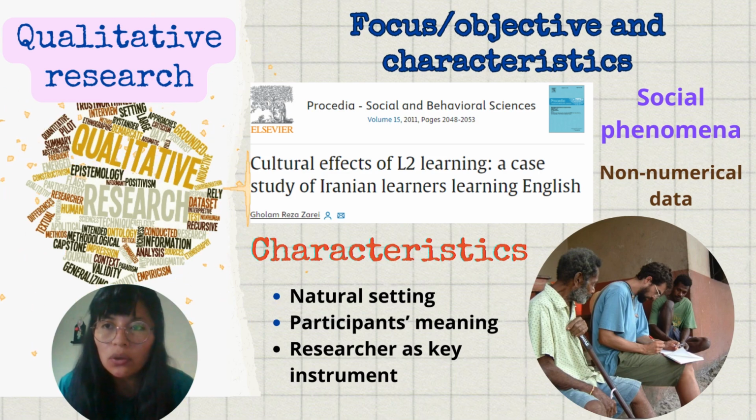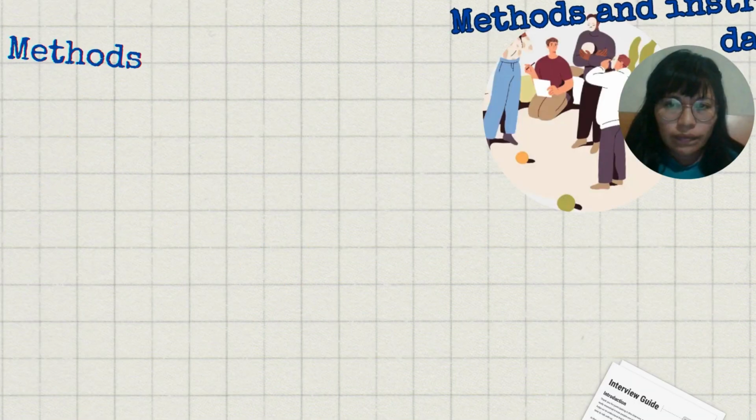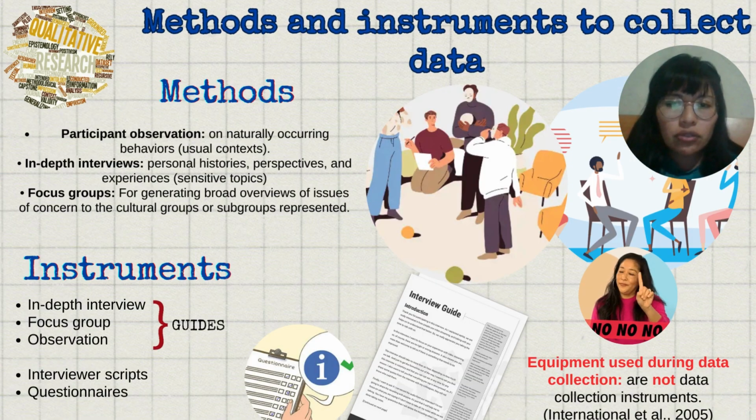As an example, we can take the participant observation methods. Participant observation is used in usual contexts, in-depth interviews for sensitive topics, and focus groups for generating wide overviews within the groups. Instruments: in-depth interviews, focus group and observation guides, questionnaires, and interview scripts.